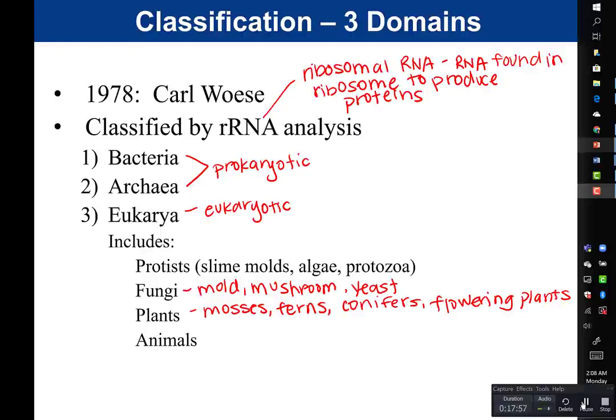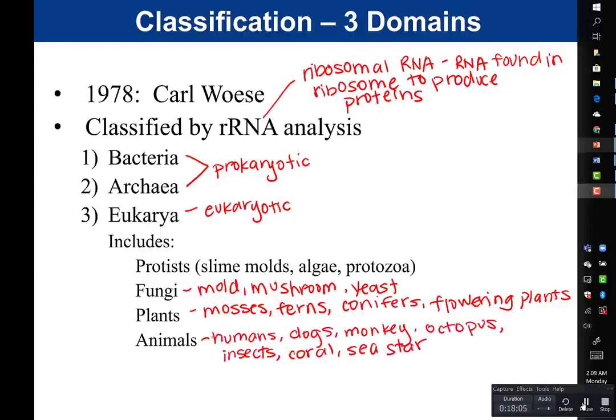Animals, you can probably think of 100 different animals that you could put here. And so if I look at different examples of animals, we could have humans, so we are animals, dogs, monkey, octopus, insects, corals, sea stars, sponges. I mean, the list can go on and on. Animals are the last type of classification in terms of kingdom.